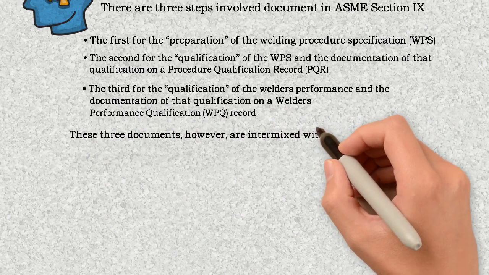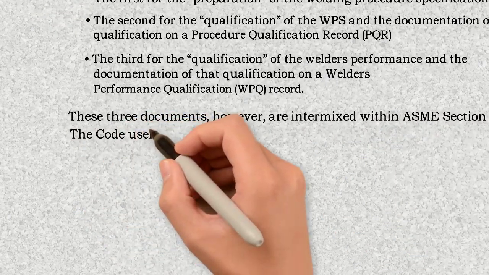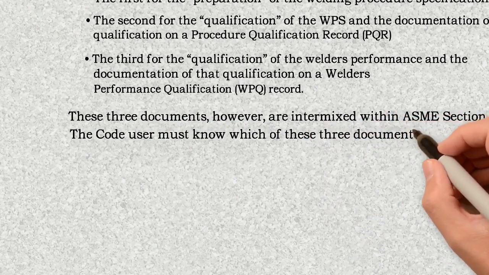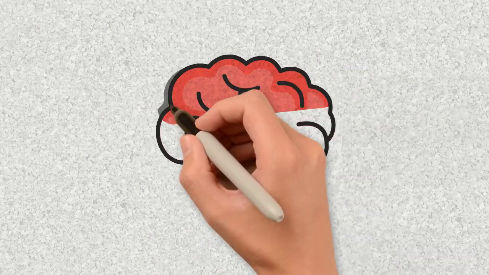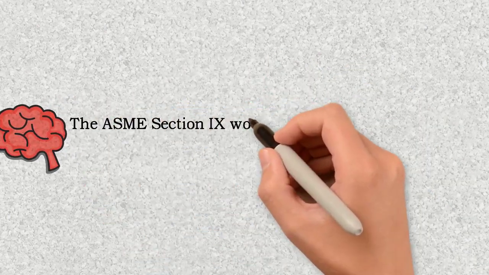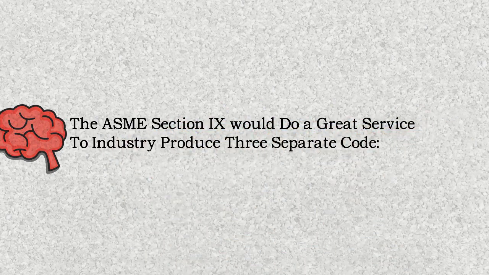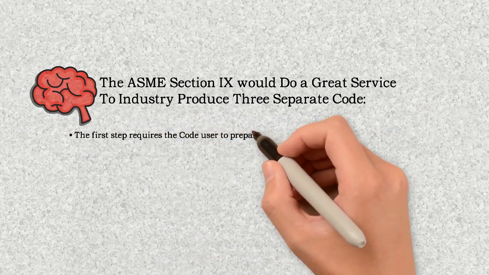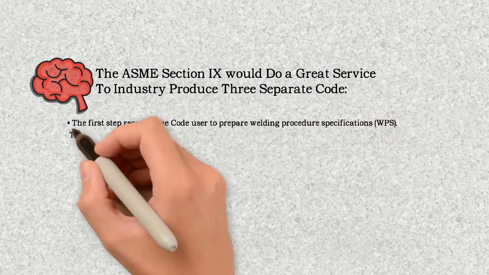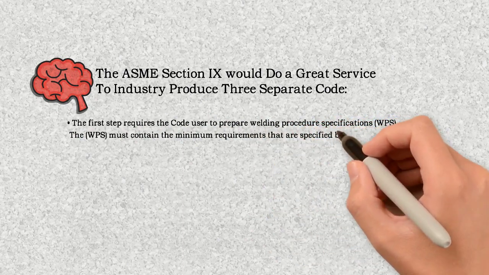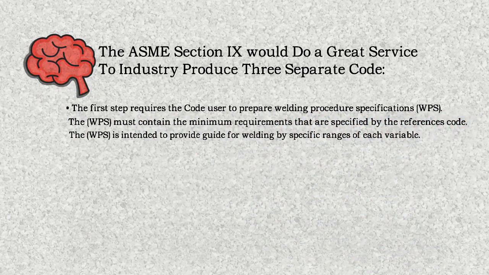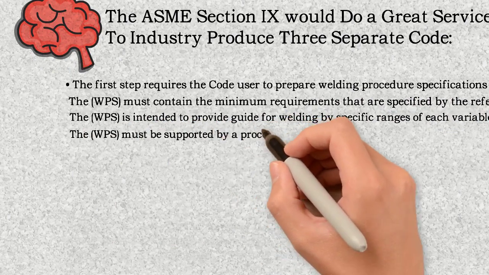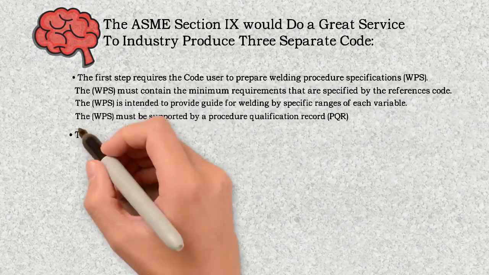These 3 documents, however, are intermixed within ASME Section 9. The code user must know which of these 3 documents is being considered at all times. ASME Section 9 does a great service to industry by producing 3 separate documents. The first step requires the code user to prepare the welding procedure specification, WPS. The WPS must contain the minimum requirements that are specified by the reference code. The WPS is intended to provide a guide for welding within a specific range of variables. The WPS must be supported by a procedure qualification record, PQR.